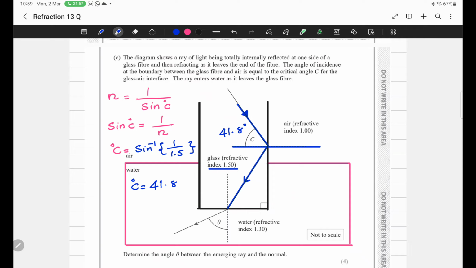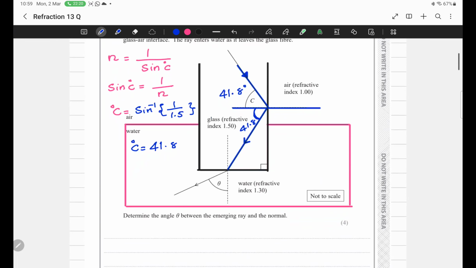This ray is reflecting. And we have studied, sir, that in reflection, the incident angle is always equal to the reflected angle. So if this angle is 41.8, then this angle will also be 41.8. I think you should draw this diagram in your notebook because we are going to use angle properties.